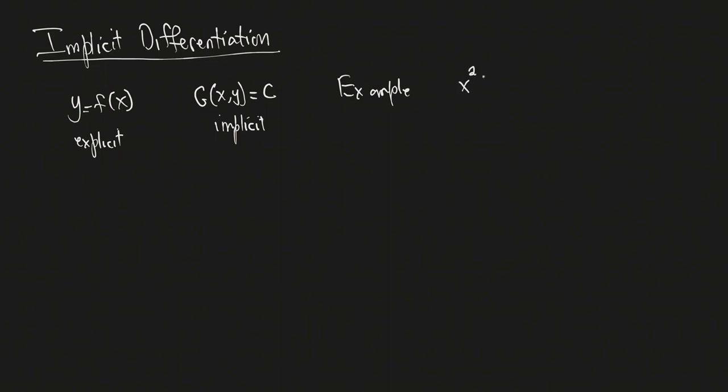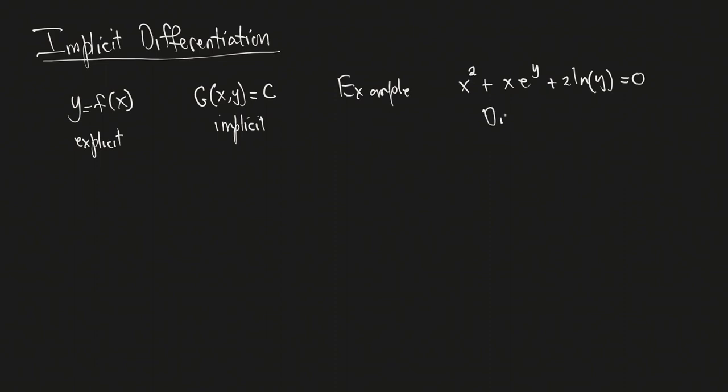So I won't make this one too complicated, but let's say you have something like this, where you have your x squared, and then you have your x times e to the y, and then let's say you have plus 2 times the natural log of y, and then that's equal to 0. So let's say this is your implicit curve, and we want to find the slope of this curve at any point at which it's differentiable. So we want to find dy/dx.